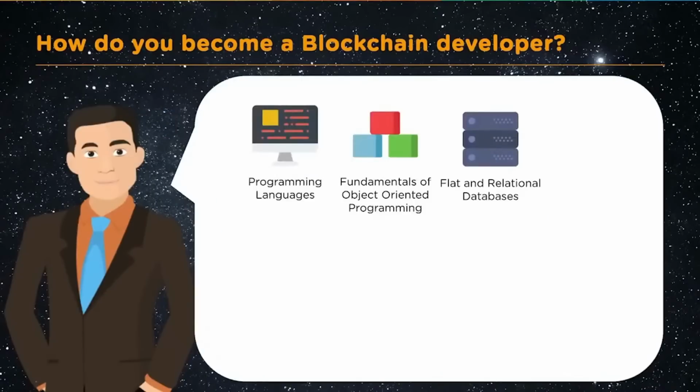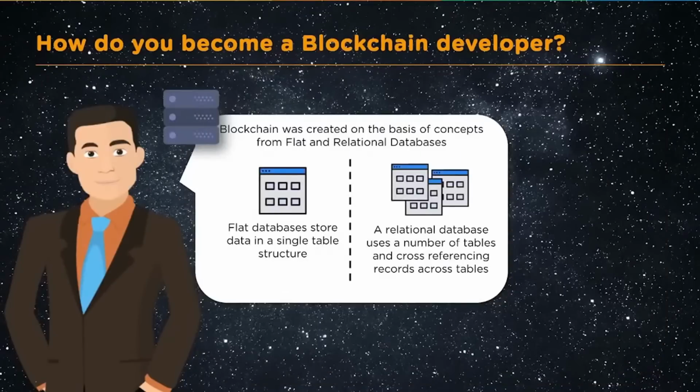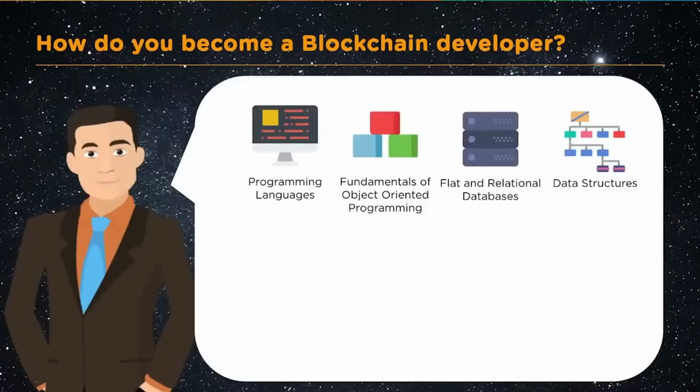Then you need to learn about flat and relational databases. Now, blockchain was created on the basis of these two types of databases. A flat database stores data in a single table structure, and a relational database uses a number of tables and can cross-reference records across tables. So it is necessary that you understand how these two databases work to completely understand how blockchain was created from their concepts. Then you need to learn what data structures are.